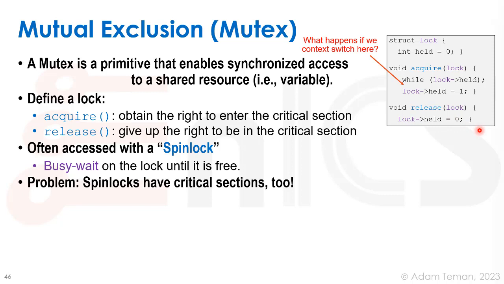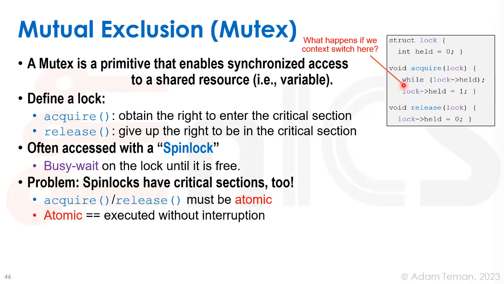So the problem is that spin locks have critical sections too. What happens if we context switch right over here? What we did here is we read the shared variable. We looked and saw what the lock value was, and on the next operation we wrote the 1 to it when we saw that it was free. What if a couple of processes or threads were spin locking on this line, and once they both saw that the lock was free, who actually got to write the 1? That's a critical section. And so we cannot have a context switch happen in between these two lines of code.